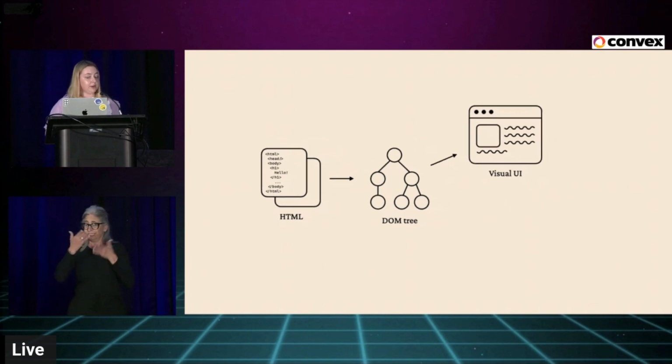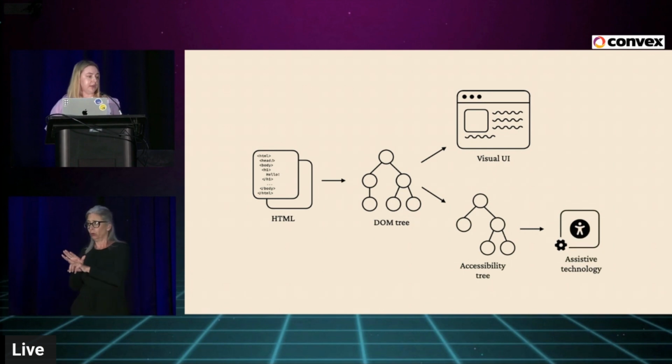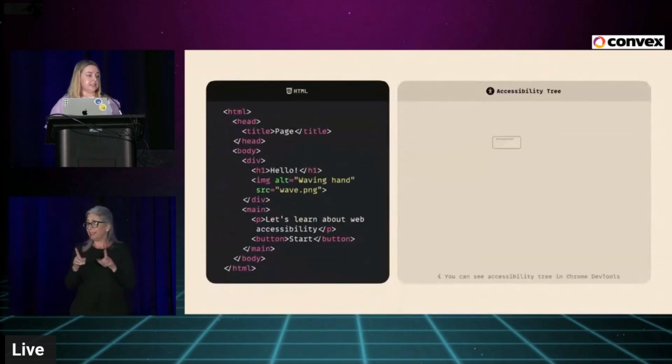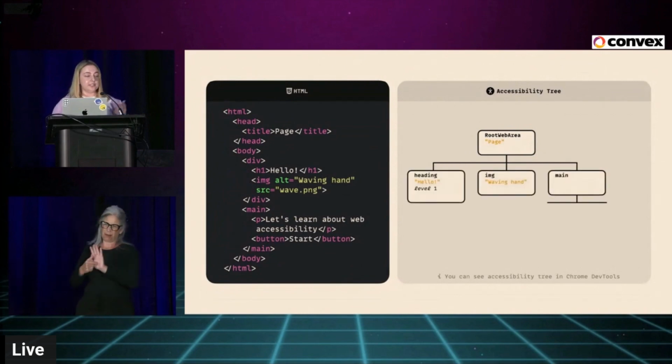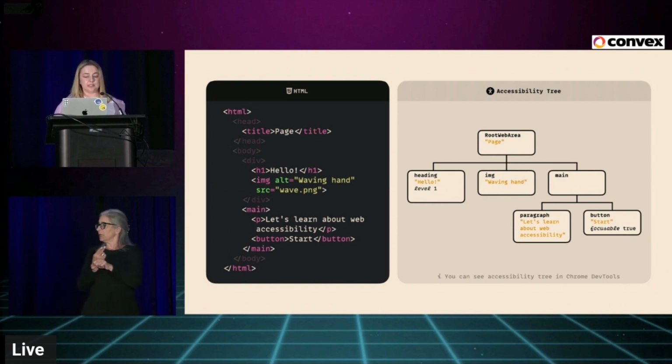In parallel to this process, it also builds an accessibility tree, which contains all important accessibility information about elements on the page, which then gets exposed to assistive technology via a special API from the browser. But it's a lot easier to understand when looking at the example. For this HTML page, the accessibility tree will look something like this. Note that not everything present in HTML is included within the accessibility tree. Some of the things that we used for styling are omitted since they don't contain any important accessibility information.